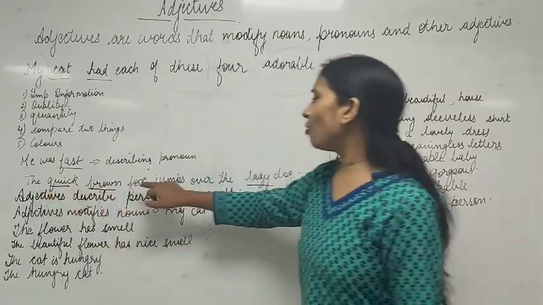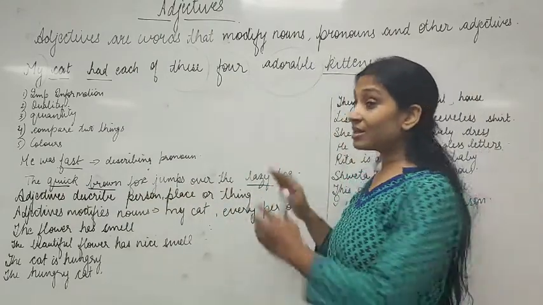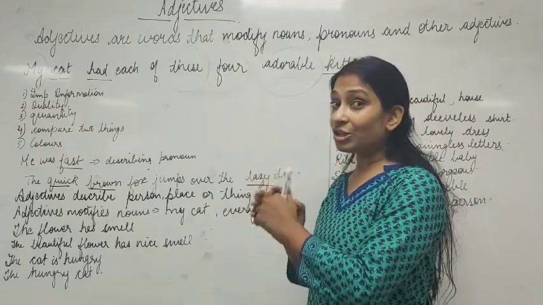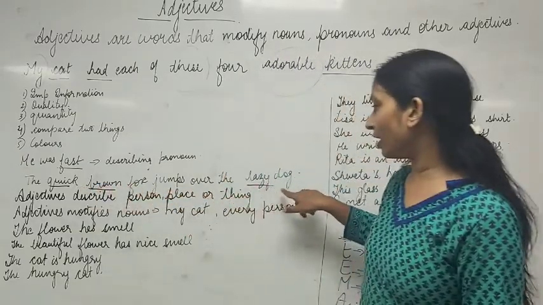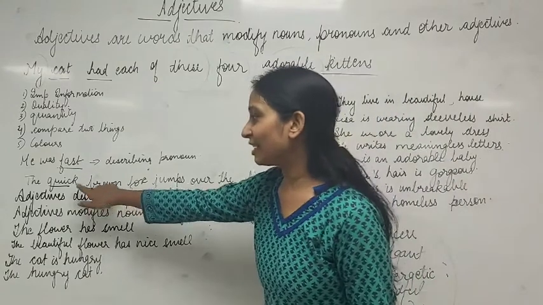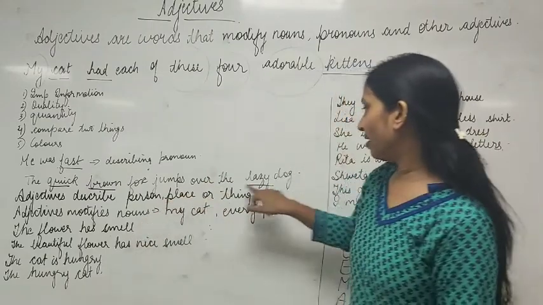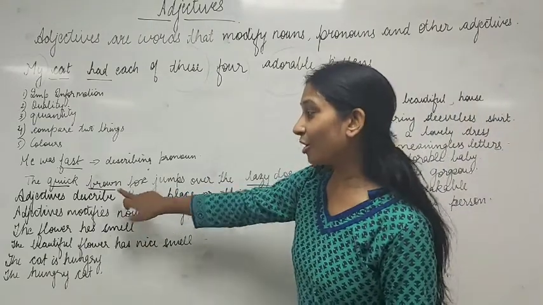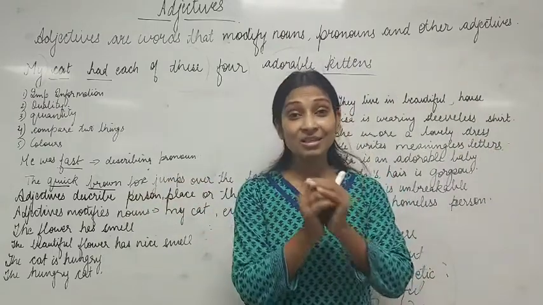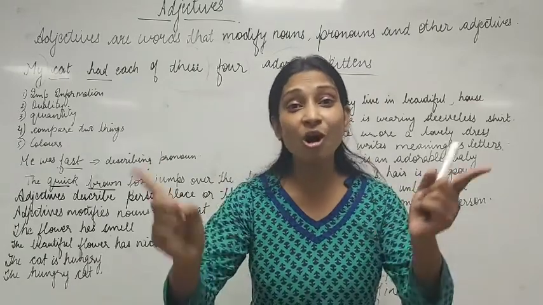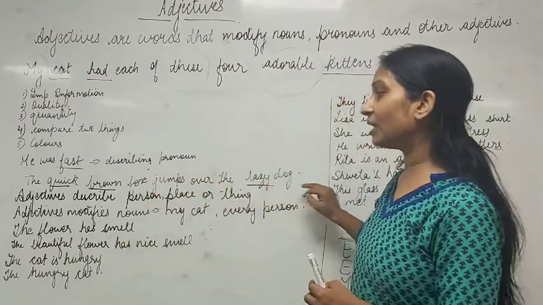Now, a quick brown fox jumps over the lazy dog. Let me tell you, children, please note this sentence down because this is the only sentence in English which is using all the letters from A to Z. You can check. Do we have A over here? Yes. Do we have B? Yes. C. Okay. D. E. F. Fox jumps, F. Okay, so we have all the letters in this sentence. So this is a very important sentence. Everybody should know that this is the only sentence in English which includes all the letters from A to Z. Okay, so a quick brown fox jumps over the lazy dog.